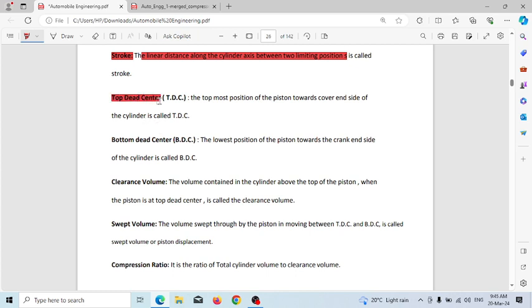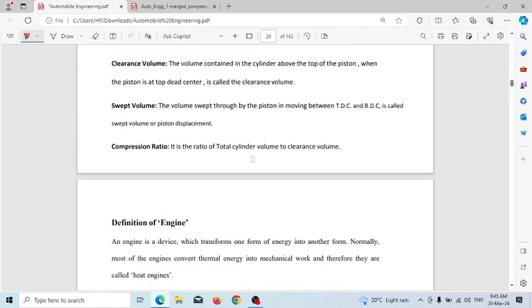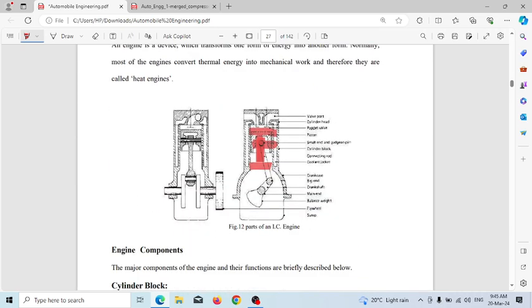Next, top dead center. The topmost position of the piston towards the cover end side is called TDC, top dead center, and the lowest position of the piston towards the crank side is called BDC, bottom dead center. This is the cover side, so it is called top dead center. This is called bottom dead center or inner dead center. This is TDC or outer dead center.